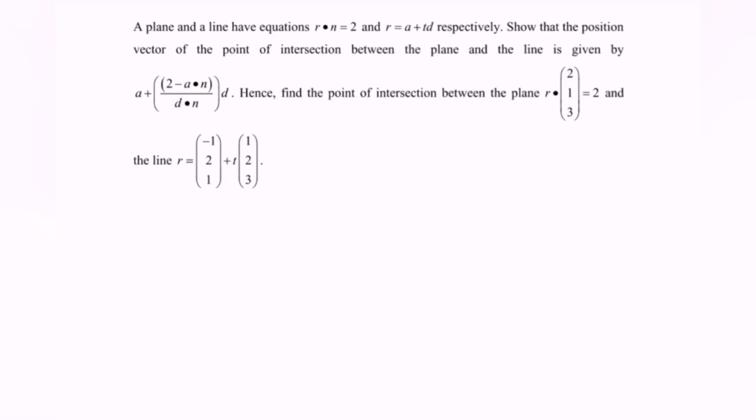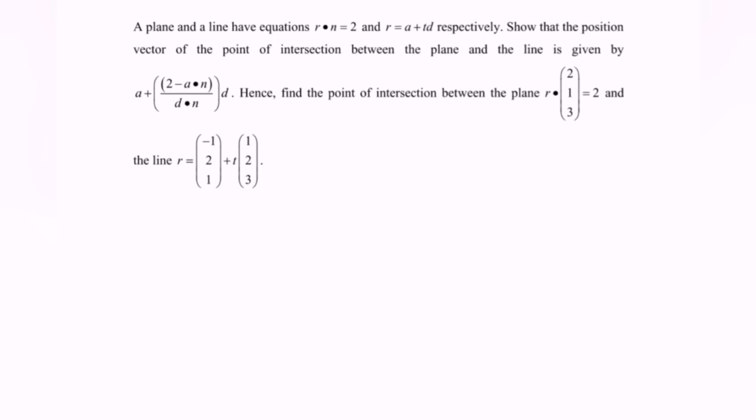In this video, I'm going to discuss an example for vectors. A plane and a line have the equations r dot n equals 2, and the equation of the line r equals a plus td respectively. Show that the position vector of the point of intersection between the plane and the line is given by the situation. Hence, find the point of intersection between the plane r dot (2, 1, 3) equals 2 and the line r equals (-1, 2, 1) plus t(1, 2, 3).